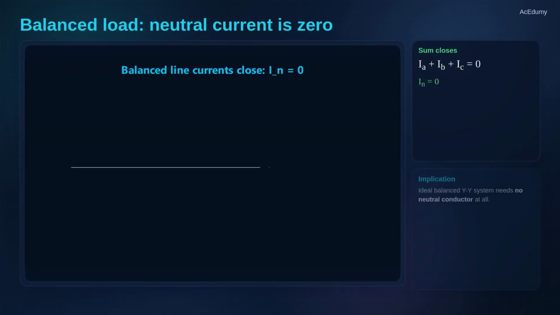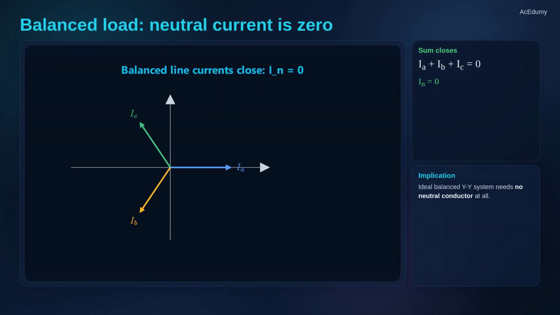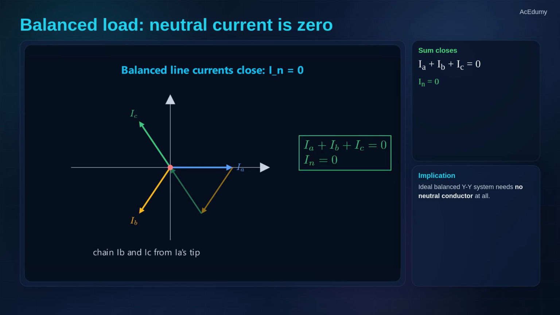One more important consequence. In the balanced case, the three line currents IA, IB, IC form a balanced set themselves, each rotated by 120 degrees. Their vector sum is zero, exactly like the voltages, so the current returning through the neutral wire is zero. An ideal balanced YY system needs no neutral conductor at all. The neutral simply rides along, carrying no current.